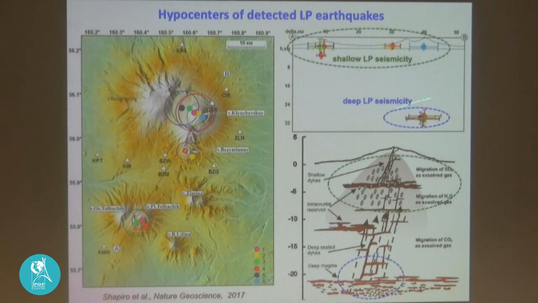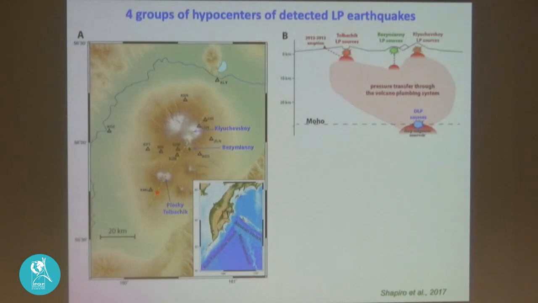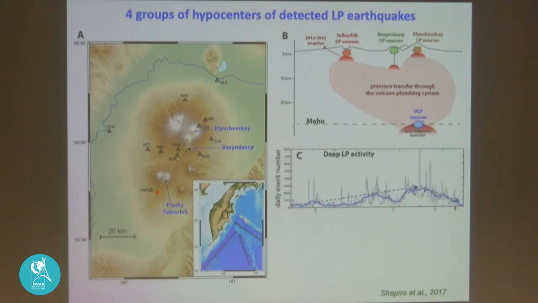but another, more interesting one, is at the core mantle boundary, where we have this deep long period seismicity that reflects the alimentation of the volcanic system from the mantle. Okay, so this is another way to represent these 4 groups of sources.